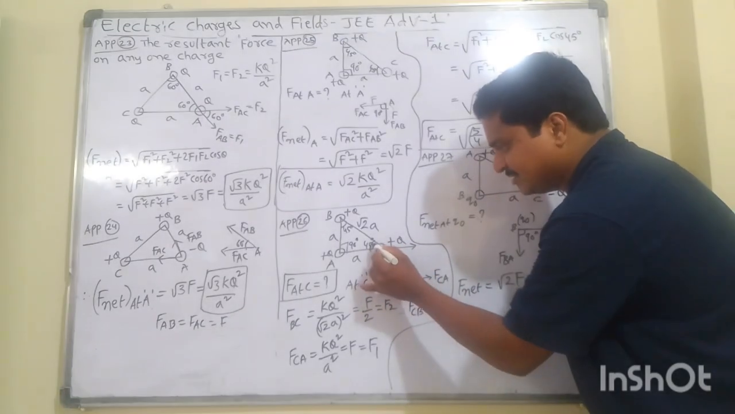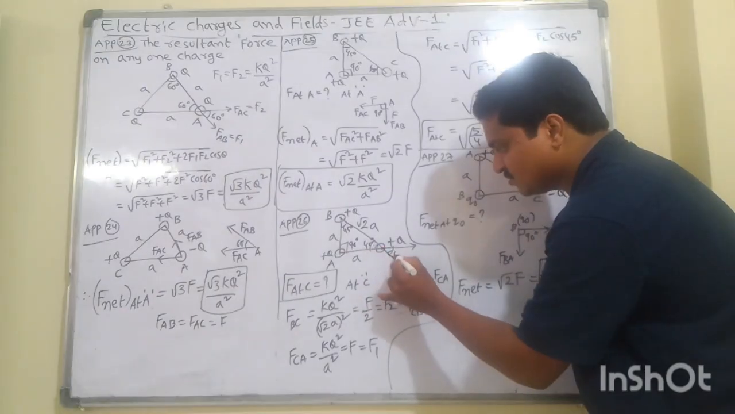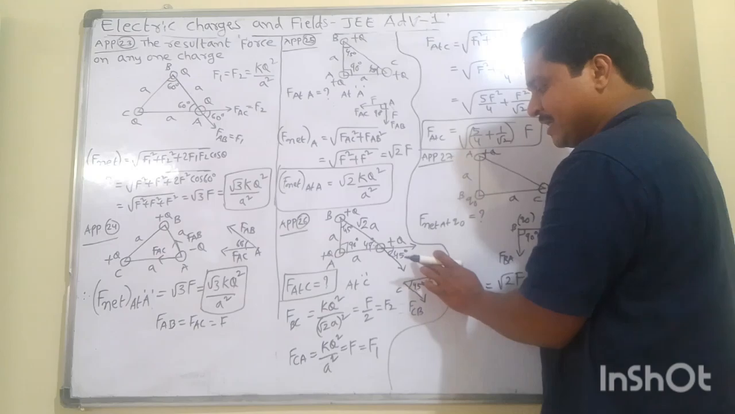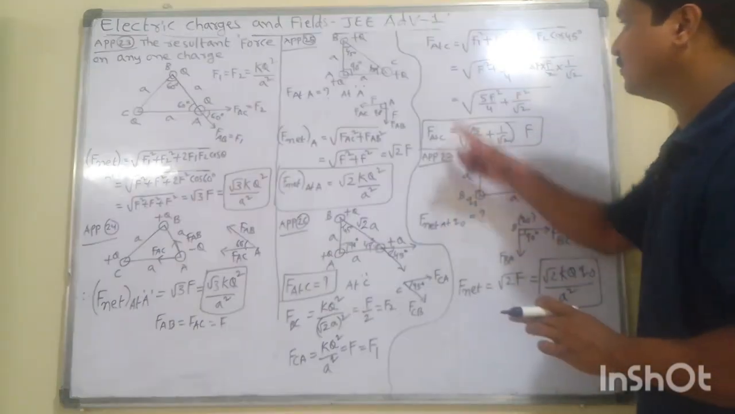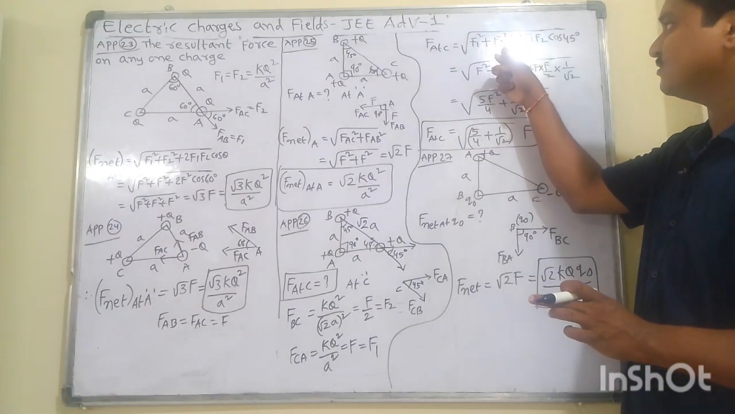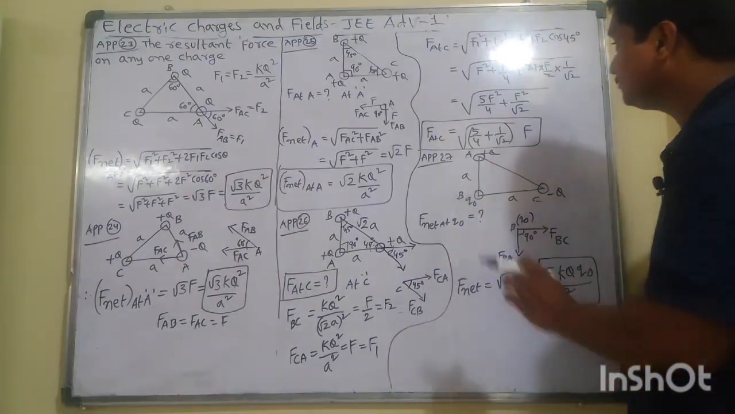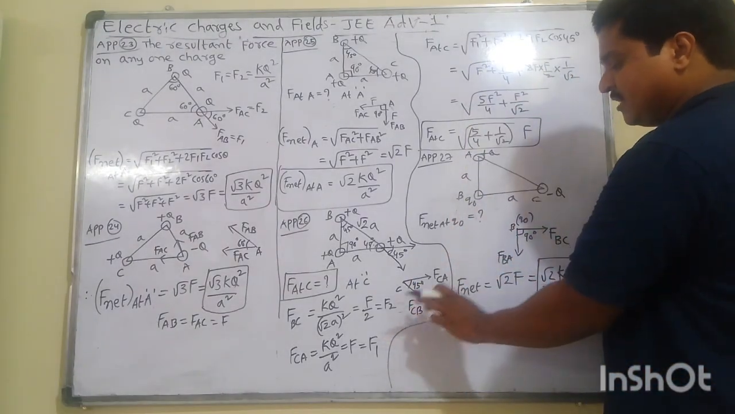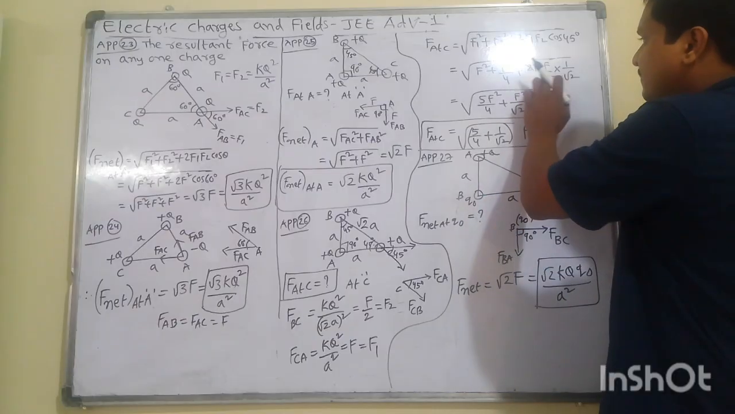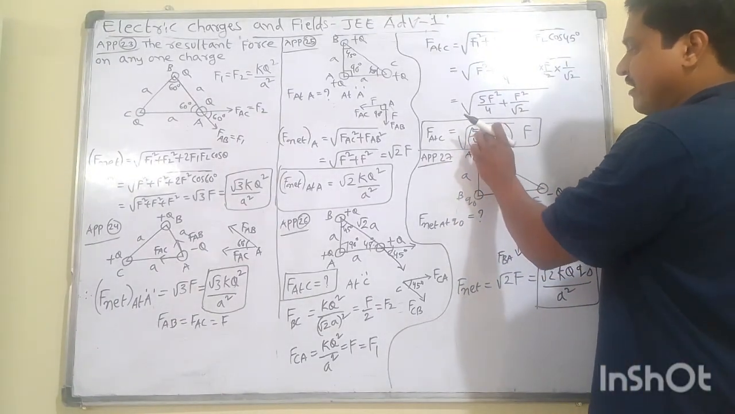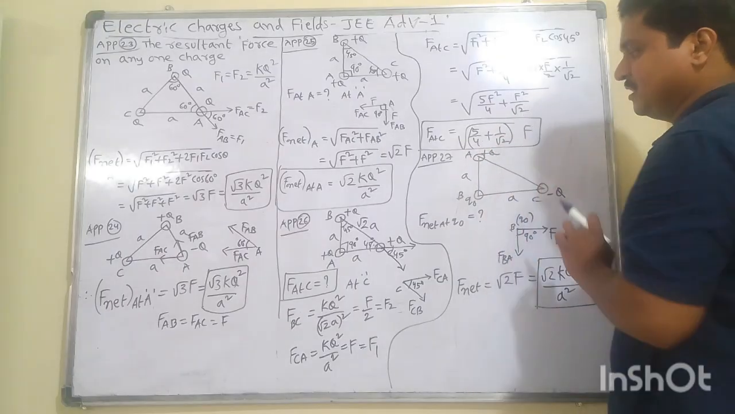Vertically opposite angles are equal. This one is 45 means this one is also 45 degrees. Here we have the forces F1, F2 with the angle between them. To find the net force, the formula is root of F1 square plus F2 square plus 2 F1 F2 cos theta. Theta means 45 degrees we need to take. By substituting F1 value F and F2 value F by 2, you will get the answer root of 5 by 4 plus 1 by root 2, into F.